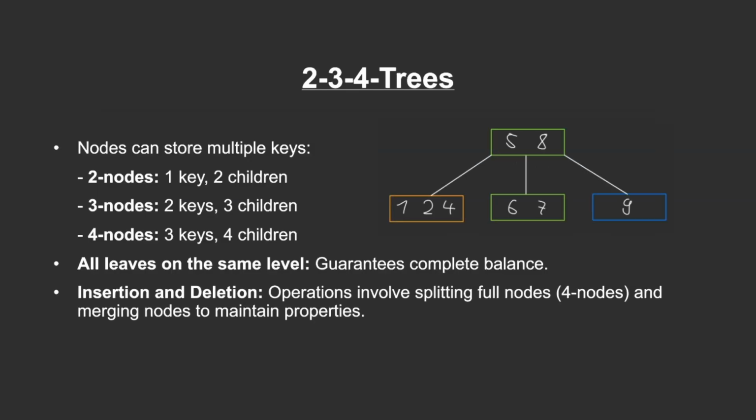Now let's introduce 2-3-4 trees. Unlike binary trees that only have 2 children, 2-3-4 trees are multi-way trees.